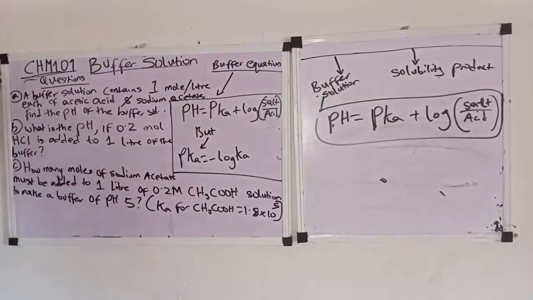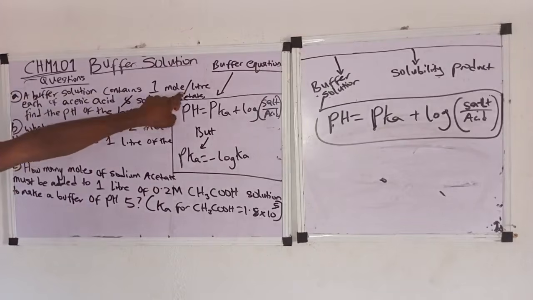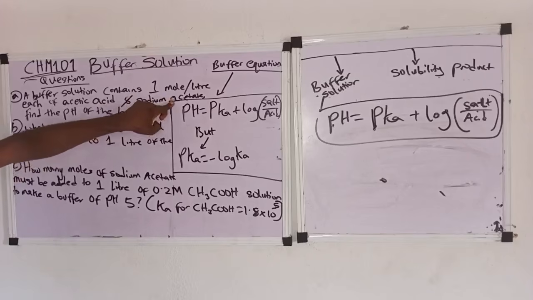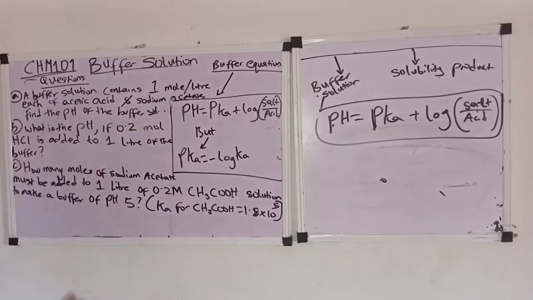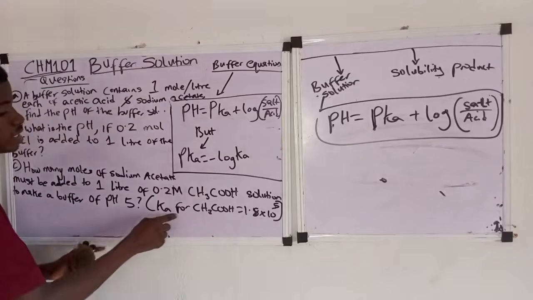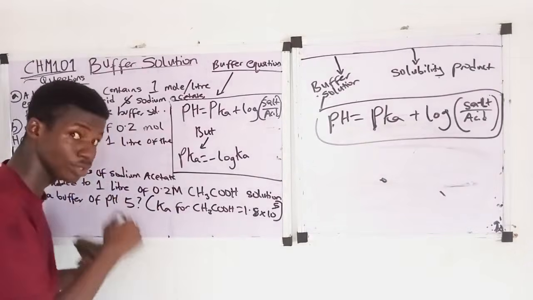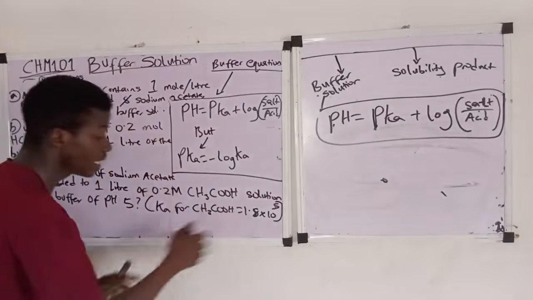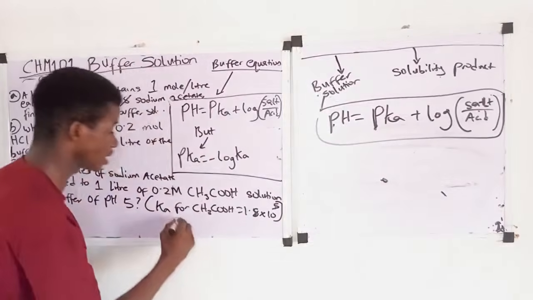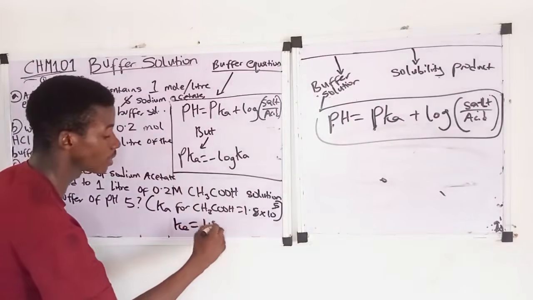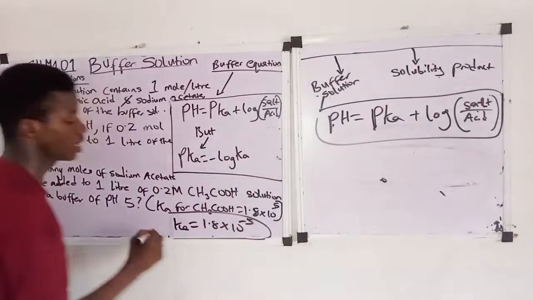Now, there are three questions involved. Let's solve these questions. Okay, let's look at it. A buffer solution contains 1 mole per liter each of acetic acid and sodium acetate. Find the pH of the buffer solution. It is very easy. The Ka for acetic acid, commonly known as ethanoic acid, is 1.8 times 10 raised to the minus 5.